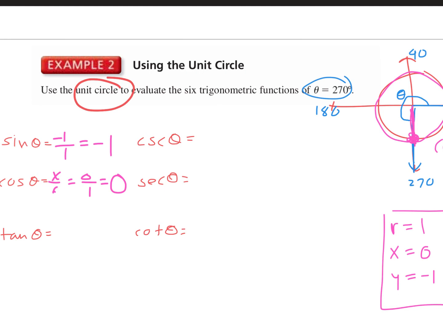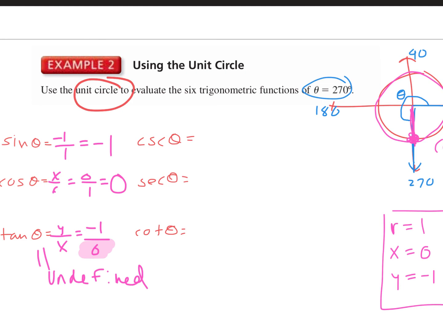Tangent is what over what? Y over x. What's our y? Negative 1. What's our x? 0. What happens when we get 0 in the denominator? Undefined. So tangent of theta is undefined. Whenever we have 0 in the denominator, our answer is undefined.